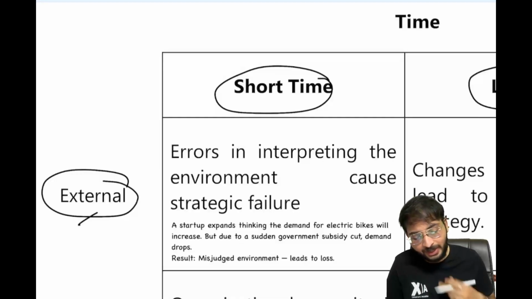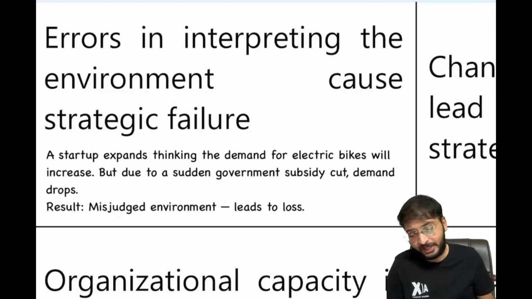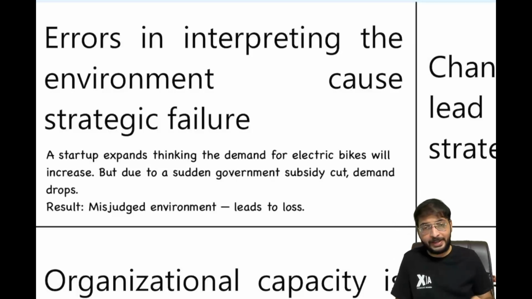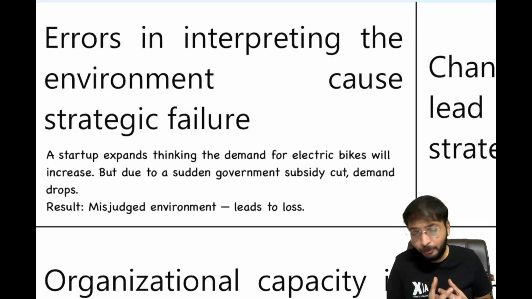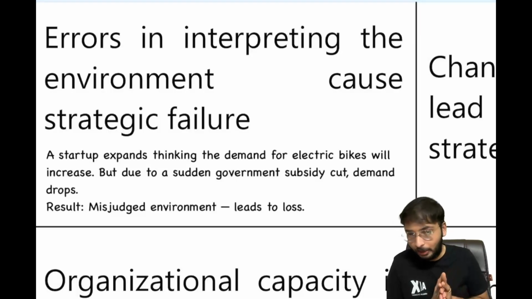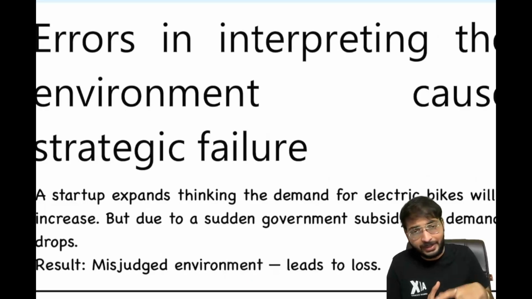Errors in interpreting the environment cause strategic failure. Example: a startup expands thinking the business for electric bikes will increase, but due to a sudden government subsidy cut, demand drops. As a result, a misjudged environment leads to loss. If you buy an EV, you'll get a subsidy from the government. The highest subsidy is from Gujarat. So you have started your EV business, and the government suddenly cut the subsidies, so temporarily the demand for the vehicles will reduce.